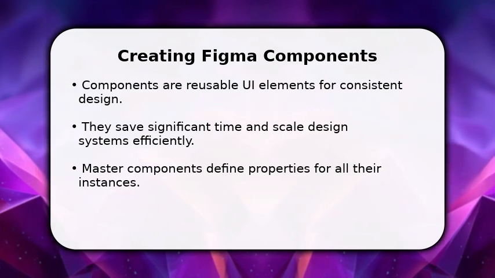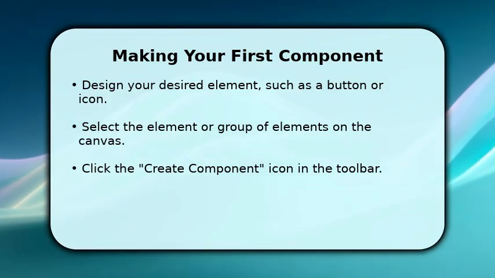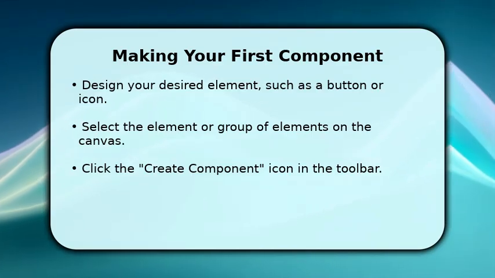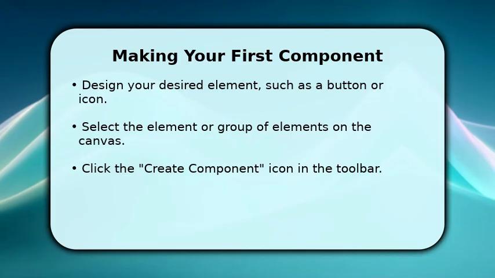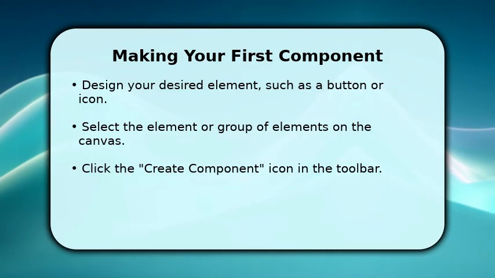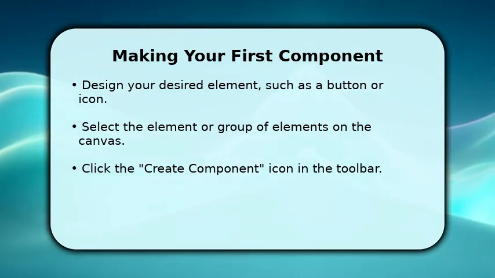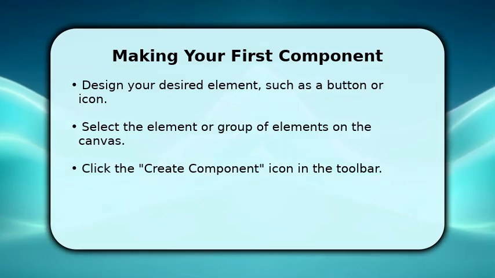hours of manual adjustments. To create your first component, begin by designing any element you wish to reuse, like a button or an input field. Once your design is ready, simply select it on the canvas. Then, you can either click the Create Component icon in the top toolbar, which looks like 4 diamonds, or use the quick keyboard shortcut, Command plus Option plus K on a Mac, or Control plus Alt plus K on Windows.